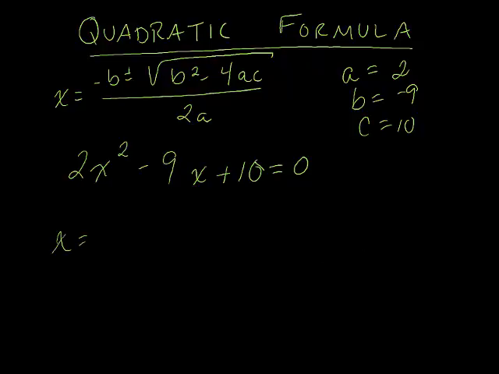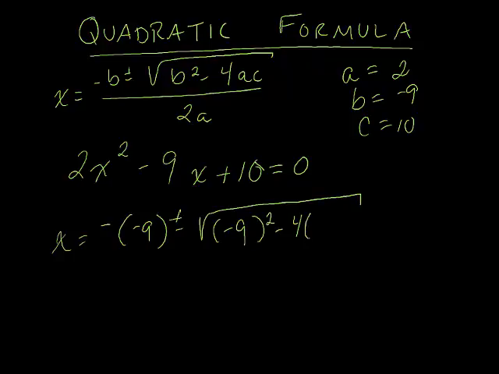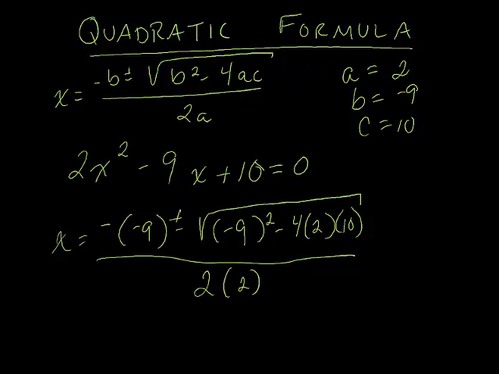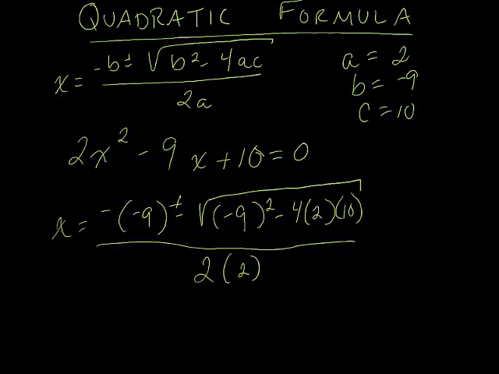So x equals -9 plus or minus the square root of -9 squared minus 4 times 2 times 10, all over 2 times 2. So far it's pretty self-explanatory. We're just substituting in. So let's scroll down a little bit.